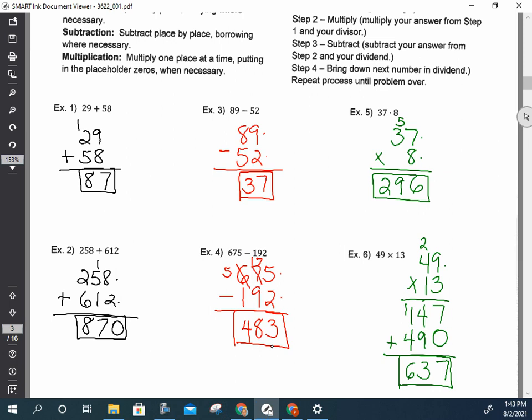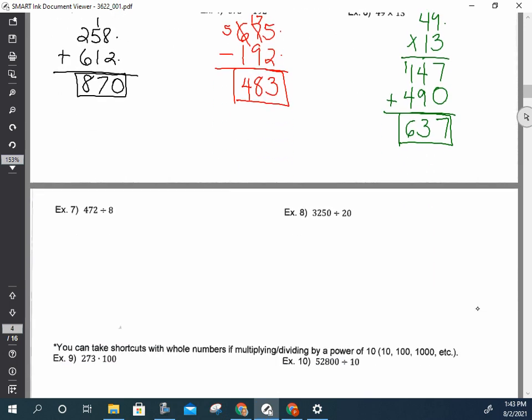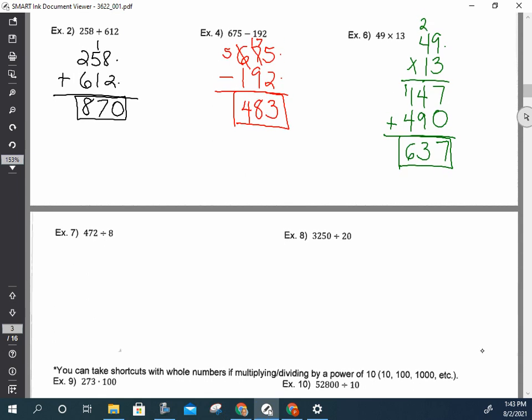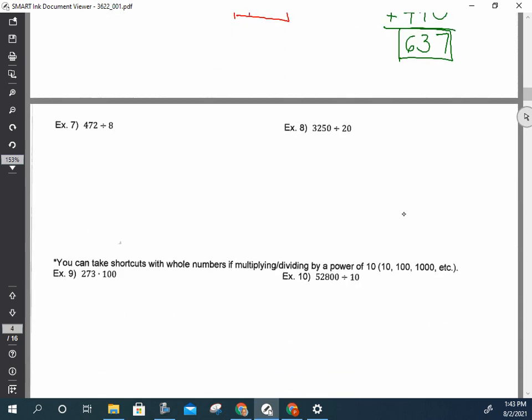So far we've done adding, subtracting, multiplying of whole numbers. So now let's move to division. Division is a particular way that we have to set up the problem. So the first number is known as your dividend. The dividend always goes inside of our division box. The second number is the divisor that goes outside. So it's always set up in that fashion.